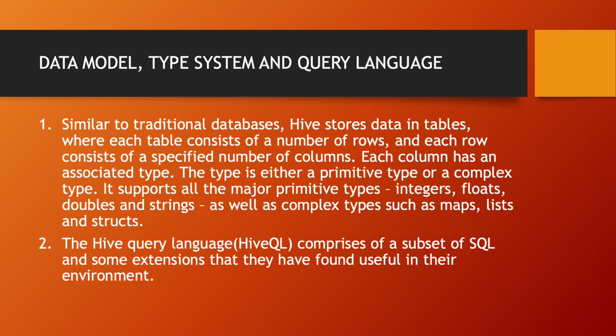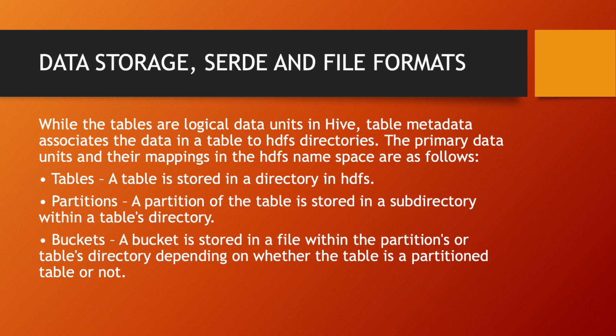Now let's look at the data model, type system, and query language for Hive. Similar to traditional databases, Hive stores data in tables, where each table consists of a number of rows and each row consists of a specified number of columns. Each column has an associated type. The type is either a primitive or a complex type. It supports all major primitive types: integers, floats, doubles, and strings, as well as complex types such as maps, lists, and structs. The Hive query language, aka HiveQL, comprises a subset of SQL and some extensions that they have found useful in their environment.